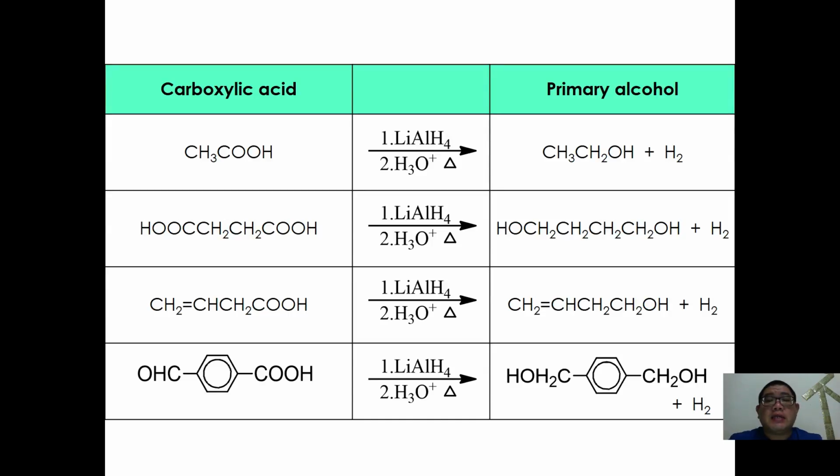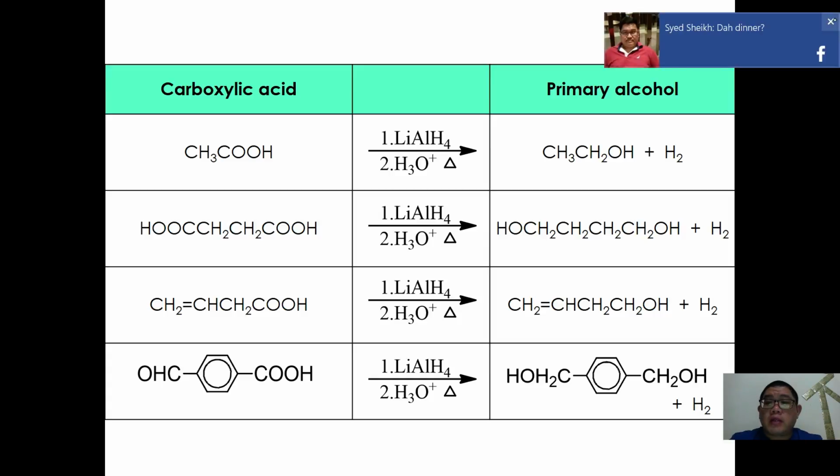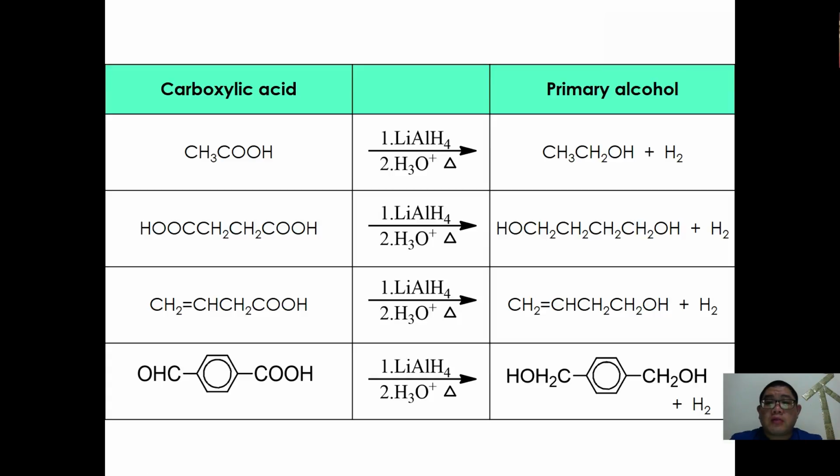These are a series of example equations when ethanoic acid reacts with lithium tetrahydroaluminate. You form alcohol plus hydrogen. If you have a dioic acid and react with lithium tetrahydroaluminate, you form a diol. If you have an alkene carboxylic acid, the C double bond C will remain there, but it will still be reduced to become a primary alcohol. And if you have both benzaldehyde and benzoic acid as functional groups, they are all reduced to become a primary alcohol.